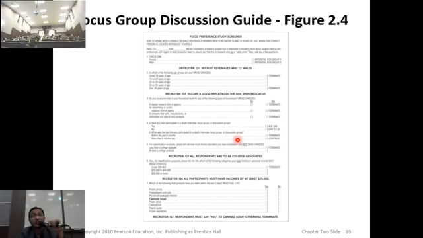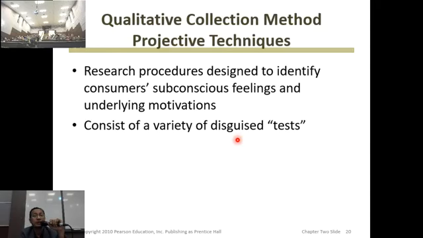Example. Qualitative collection method, projective technique: a research procedure designed to identify consumer subconscious feelings and underlying motivations. It consists of a variety of disguise tests. We do some disguise tests to see what the subconscious feelings are and also what the motivation is of them doing that particular thing.